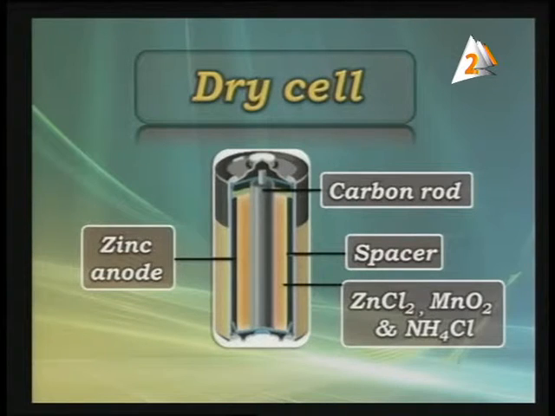The white paste here means zinc chloride mixed with manganese dioxide, mixed with ammonium chloride. The ammonium chloride is the electrolyte here. And the zinc anode here makes the case of the dry cell.